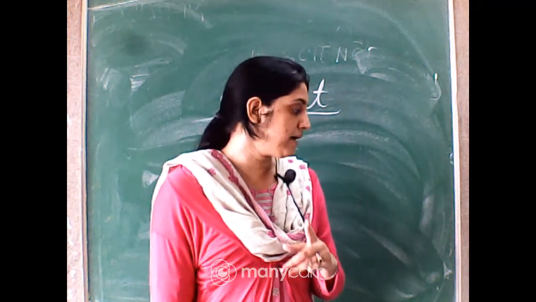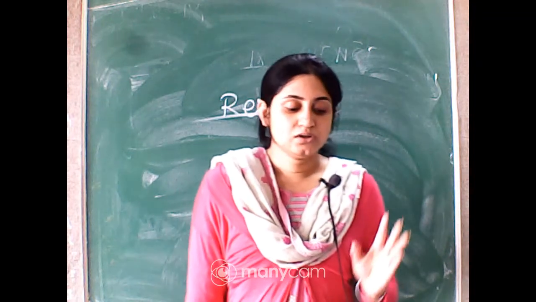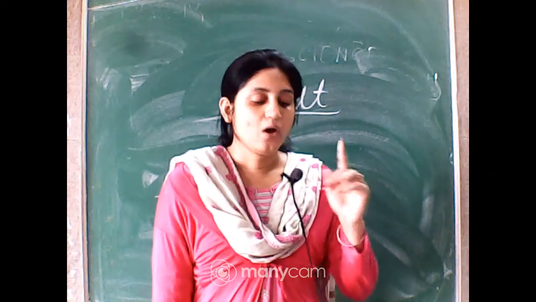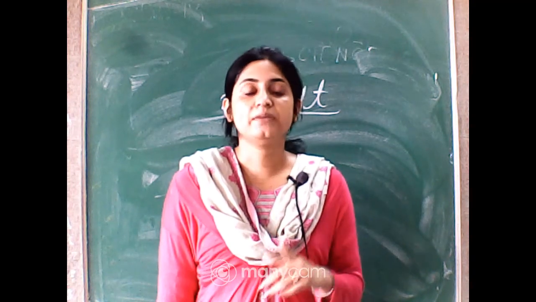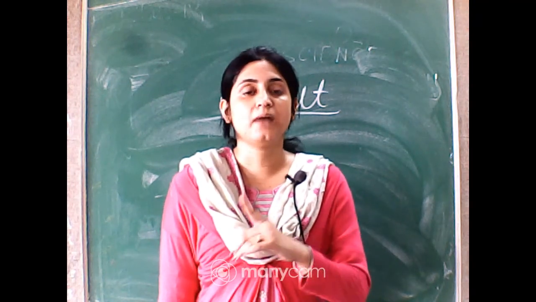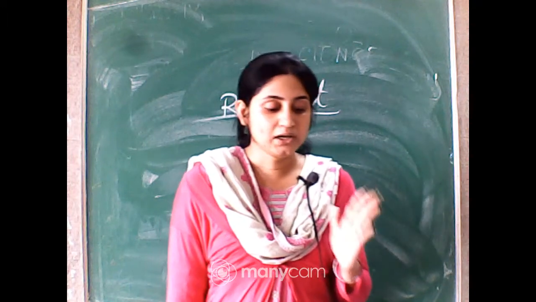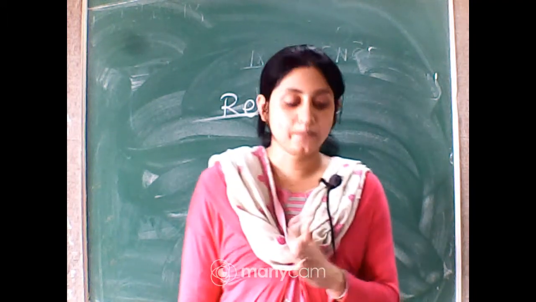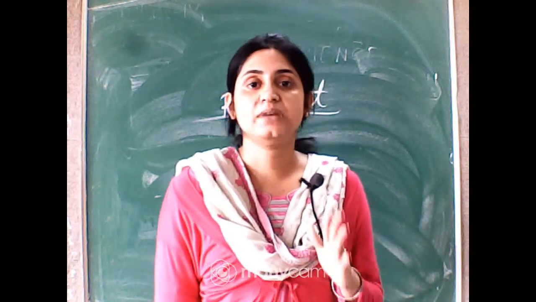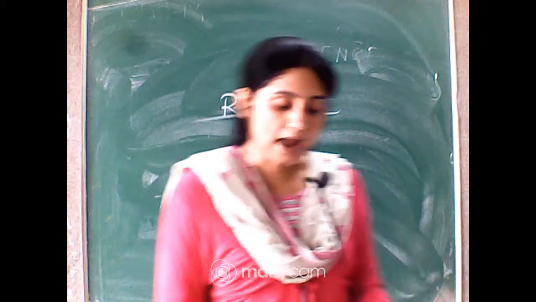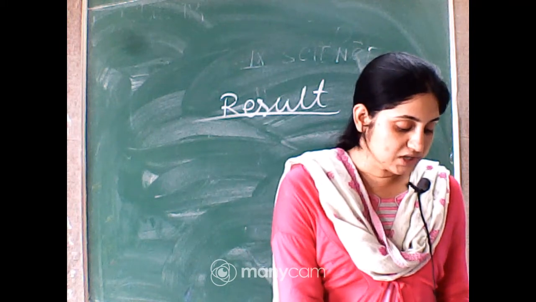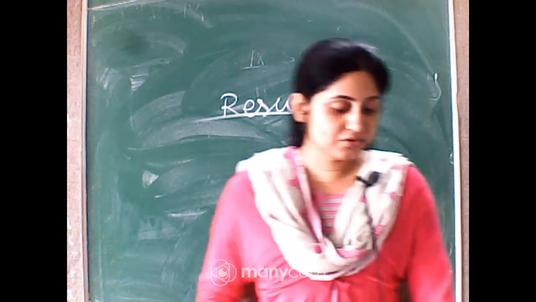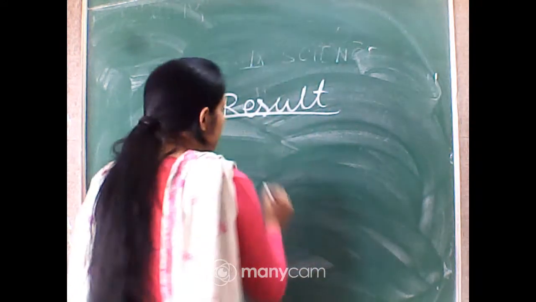So I repeat the result. Onion peel is made up of cells having cell wall, cytoplasm and nucleus. Okay, result completed. Now precaution. What precautions should you take during this practical?